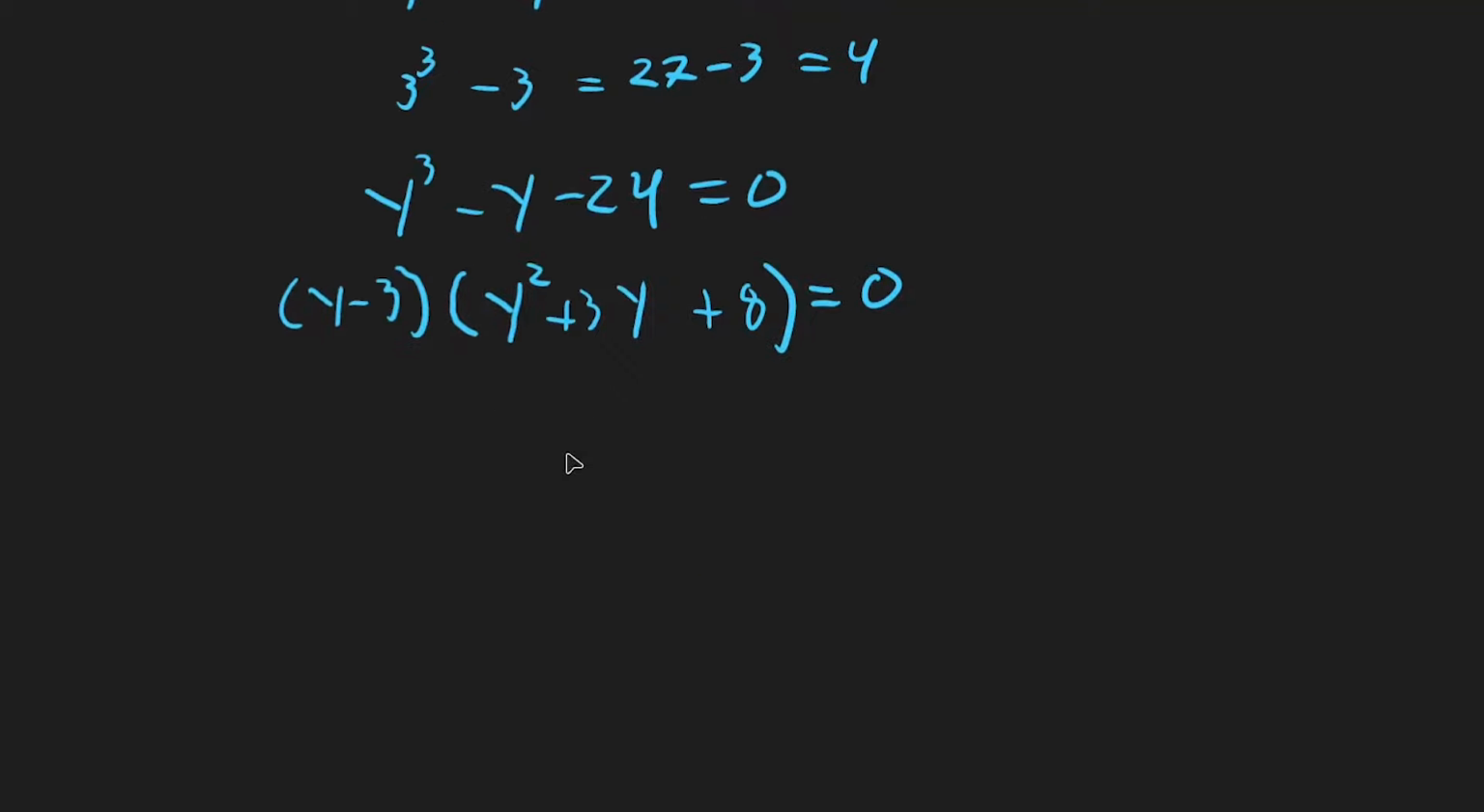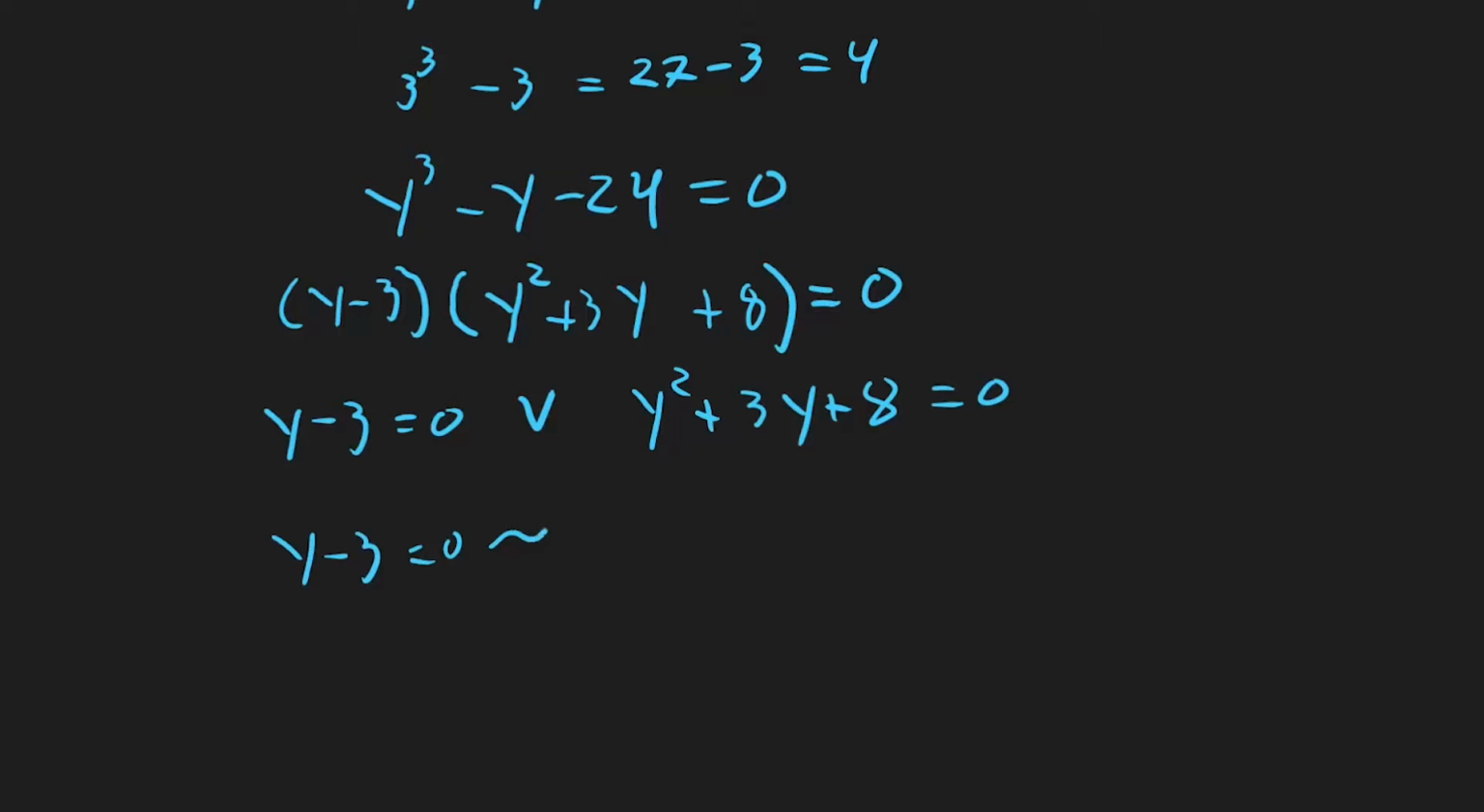So when we have factorized this, now we can see that y minus 3 must be equal to 0, or y squared plus 3y plus 8 must be equal to 0. So one of these has to be true, and we'll start out by checking y minus 3 equals 0, and this will mean that y will be equal to 3, and we remember that y was x to the third, so x to the third must be equal to 3, which leaves us with x equal to the cubic root of 3.